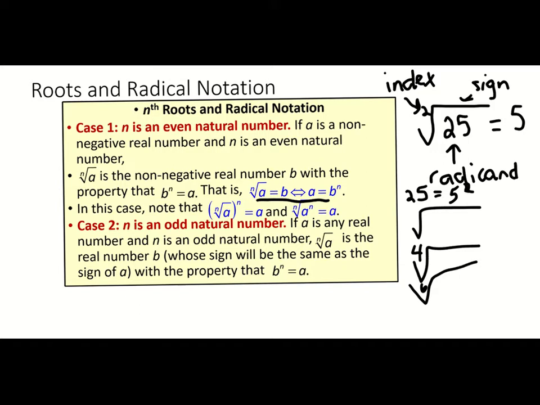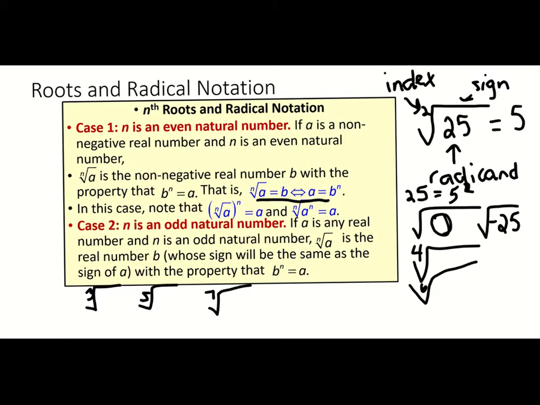Now our other case is if we have an odd index. So like if I'm looking at the cubed root of a number, or the fifth root of a number, or the seventh root of a number. If I have an odd index, then underneath my radical, I can have a positive or a negative number. Unlike with the square root where we have to have a positive number underneath, here I can have a negative. The reason being, let's say I was going to try to find the square root of -25.